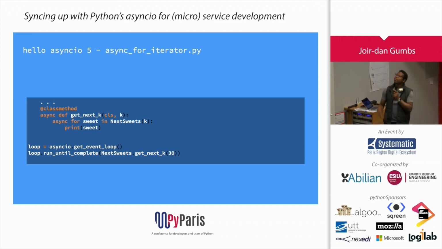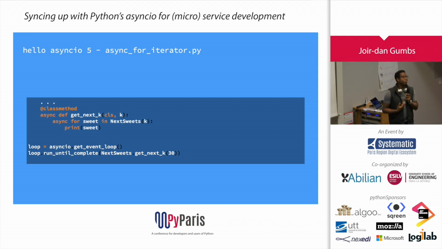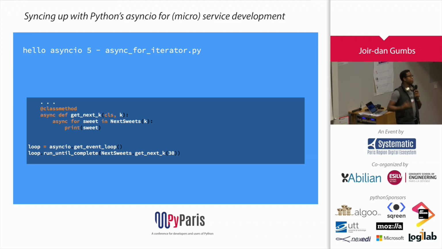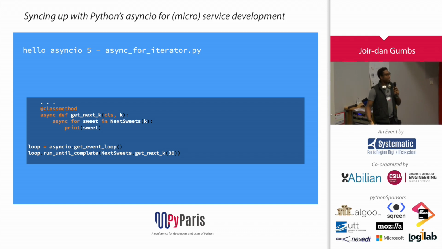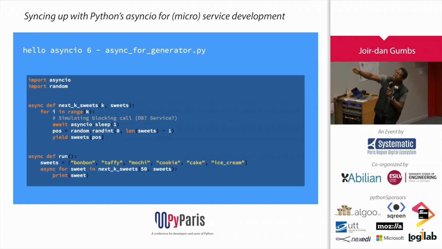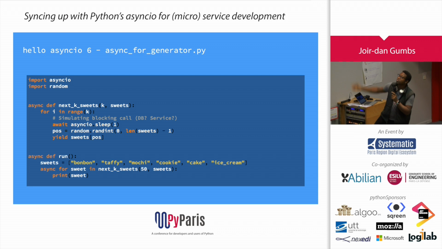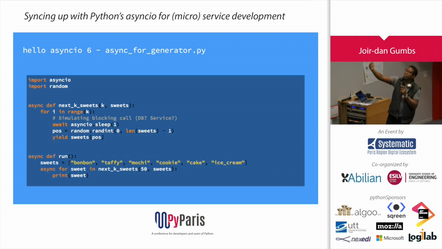Same thing with async for, but now we're looking at generators. I personally like generators because they're a lot easier to deal with. I don't have to build a class object for every type of iterator that I want. I can just build this generator out. And all it is, I have async def next k suites, and then for i in range of k, I simulate a blocking call by using a sleep. That could be a database, that could be a service, whatever. And then I just randomly generate the next suite and then yield it out. And just like that, I've got my generator. And it's utilized in the exact same way.